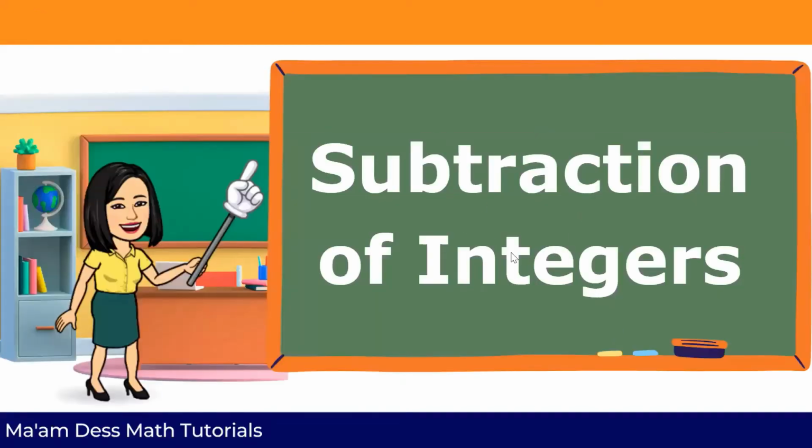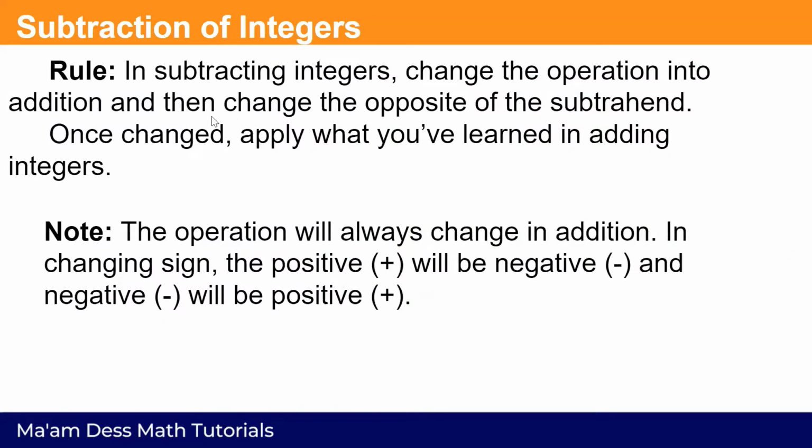Punta po tayo sa subtraction of integers. Okay, the rules are, in subtracting integers, change the operation into addition and then change the opposite of the subtrahend. Once changed, apply what you've learned in adding integers. The operation will always change in addition. In changing sign, the positive will be negative and negative will be positive.